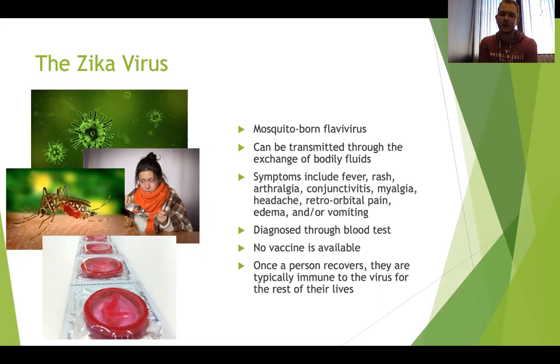The virus is diagnosed through blood tests. So two things are screened. Firstly, viral nucleic acids are screened using reverse transcription polymerase chain reaction. And secondly, they screen for IgM antibodies using IgM capture enzyme linked immunosorbent assay, or MAC-ELISA for short. Currently, there's no vaccine available, although once a person recovers, they're generally immune for the rest of their lives.